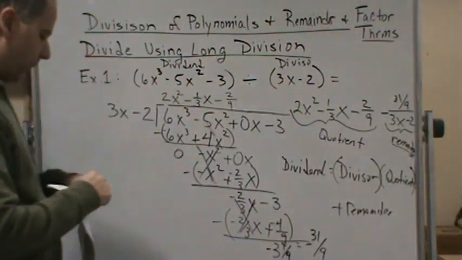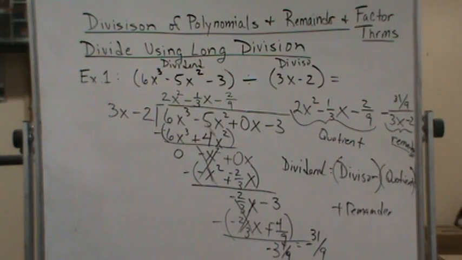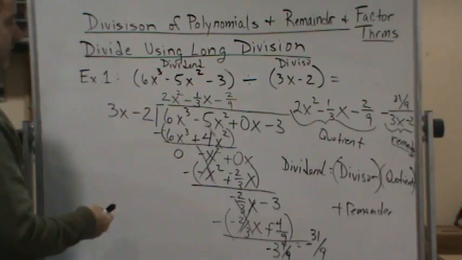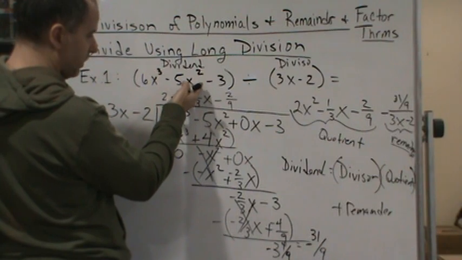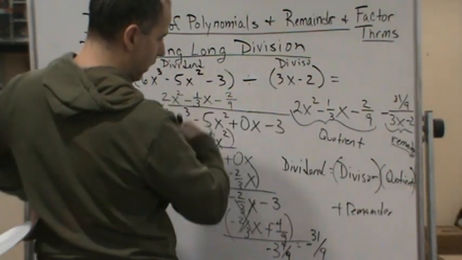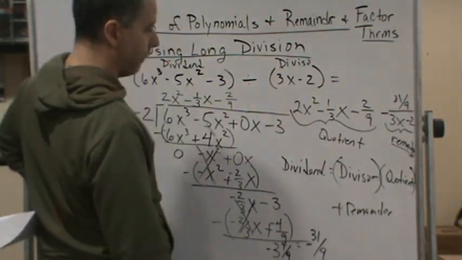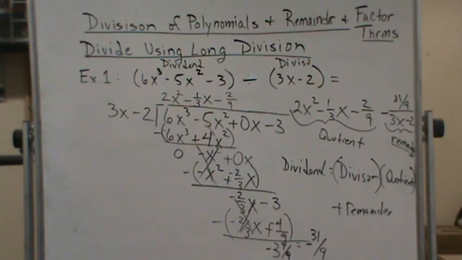When we're talking about polynomials, we call this the dividend polynomial, the divisor polynomial, the quotient polynomial, and the remainder polynomial. But normally we just drop the word polynomial.